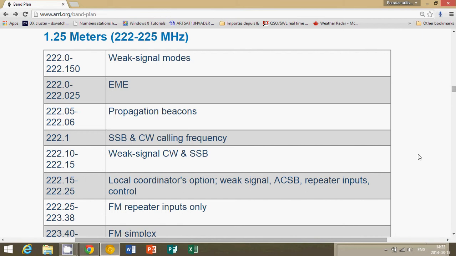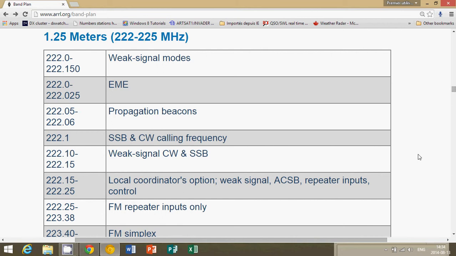Now, the last channel that we have available on what is still called VHF, because technically UHF starts at 300 megahertz, is the 1.25 meter band. This is not a very popular band. In the United States, it goes from 222 to 225 megahertz because it's been kind of amputated by 2 megahertz for a commercial band. But in Canada, it's still 220 to 225.